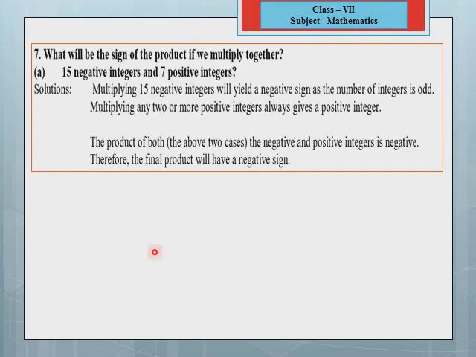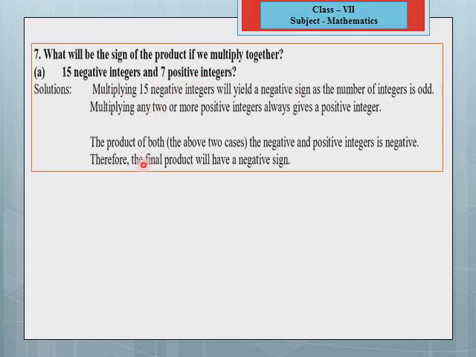When you multiply positive and negative integers, pay attention to how many total negative integers there are to determine the sign. If the total number of negative integers is odd, then the final product will have the sign negative. If the total number of negative integers is even, then the final product will have a positive sign. Now see the question. 15 negative integers and 7 positive integers.